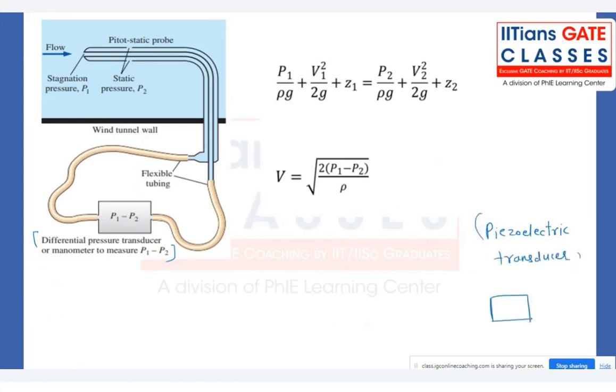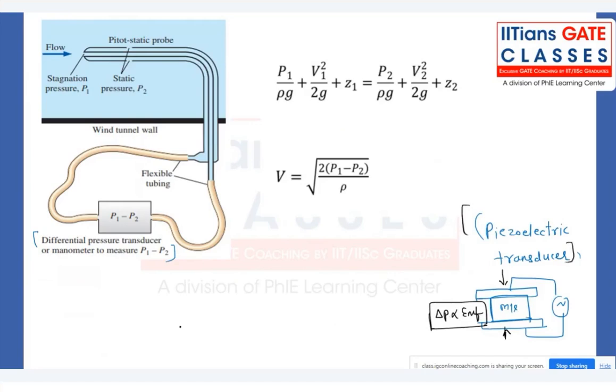Piezoelectric means there is a piezoelectric material, which is placed between two electrodes, and this is connected to some electrical circuit, right? So what will happen when we apply pressure? When we apply pressure on this piezoelectric material, whatever pressure we are applying is directly proportional to the EMF which is generated. So with the help of the reading, corresponding to that reading, we will see how much pressure difference there is. So that is our pressure measurement instrument, right?